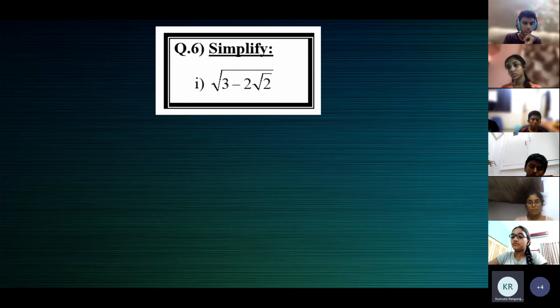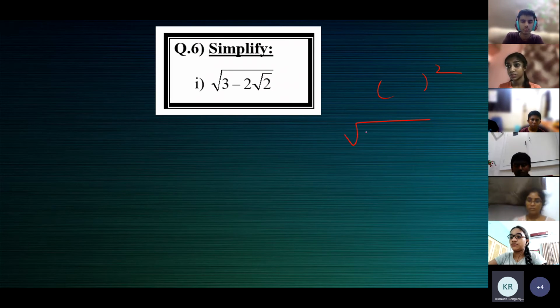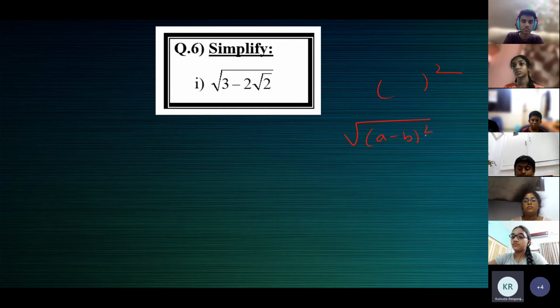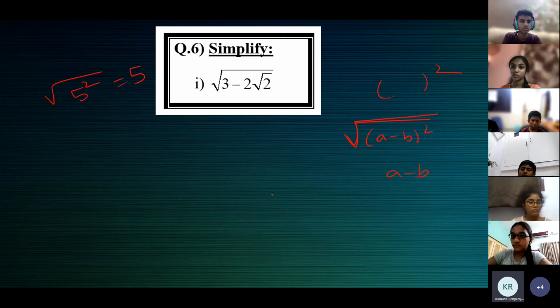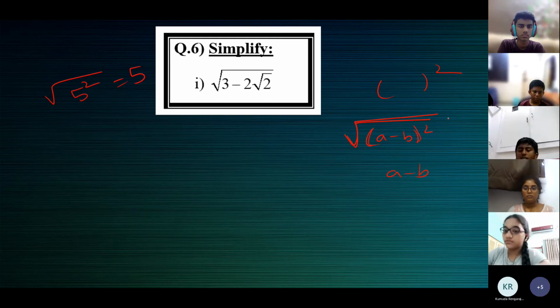So we'll try to write 3 minus 2 root 2 as something the whole square. Supposing you're able to write it as, just for example, something like a minus b the whole square. It can't be a minus b, there are numbers here. I'm just telling you, if you write it as square root of a minus b the whole square, then the answer is a minus b, because under the square root you have a minus b 2 times. Like under the square root, if you have 5 square, from 2 5s, 1 5 comes out, so the value is 5. Similarly, under the square root, you have a minus b into a minus b, so a minus b is the result.